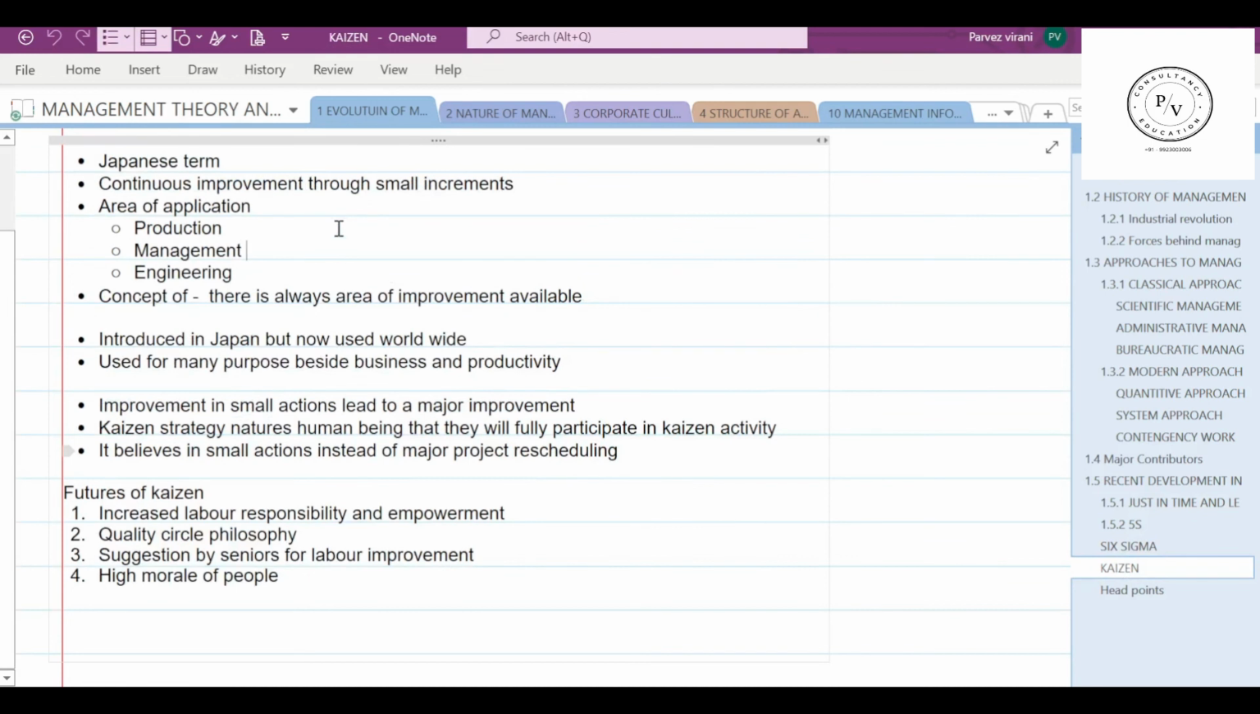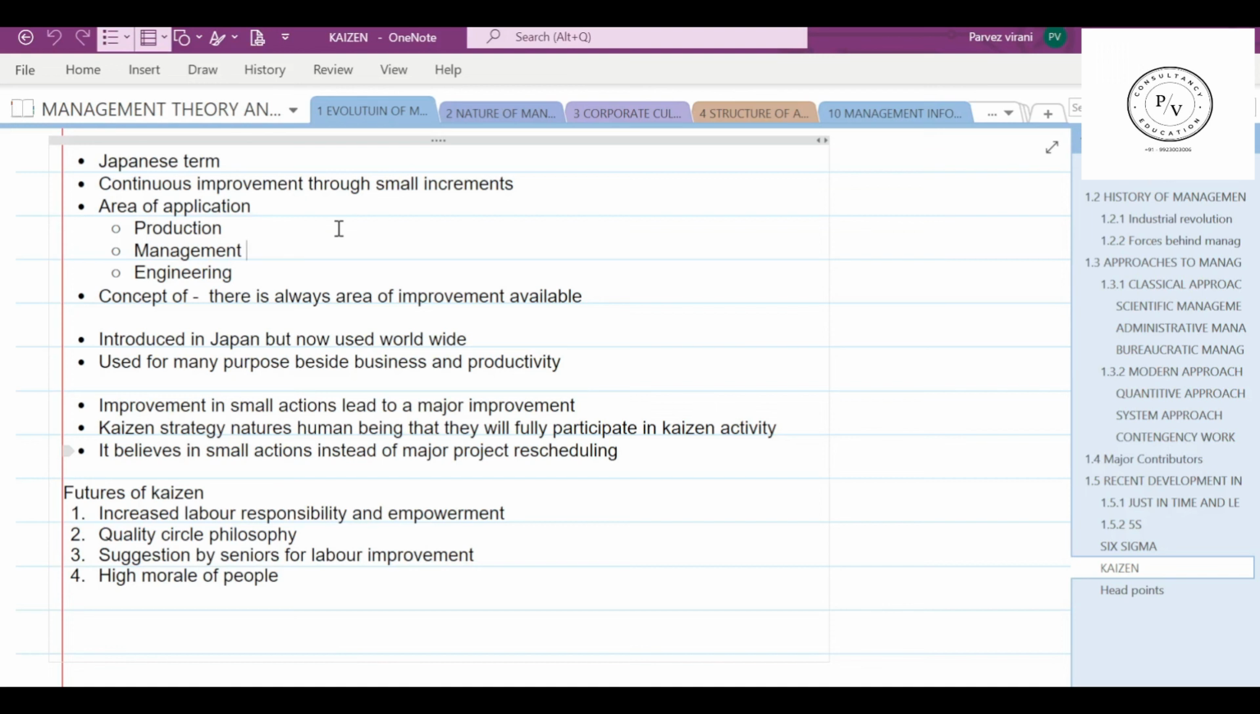Kaizen is a Japanese term. It means continuous improvement through small increments. Areas of application are production, management, and engineering. The concept is that there is always an area of improvement available. It was introduced in Japan but is now used worldwide, and for many purposes besides business and productivity. Improvement in small actions leads to major improvement.